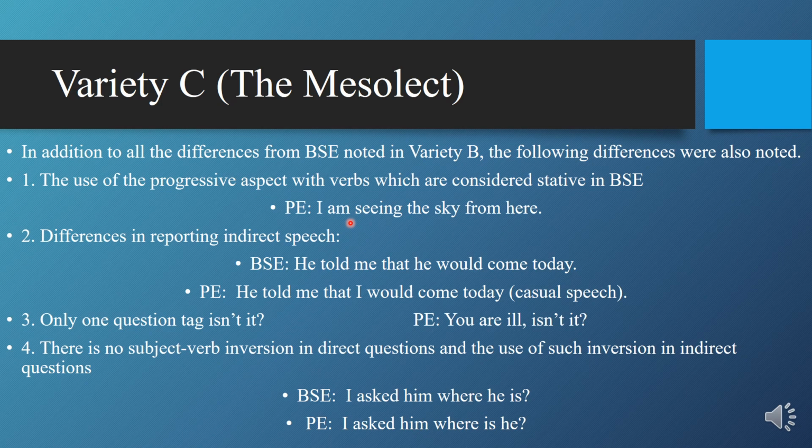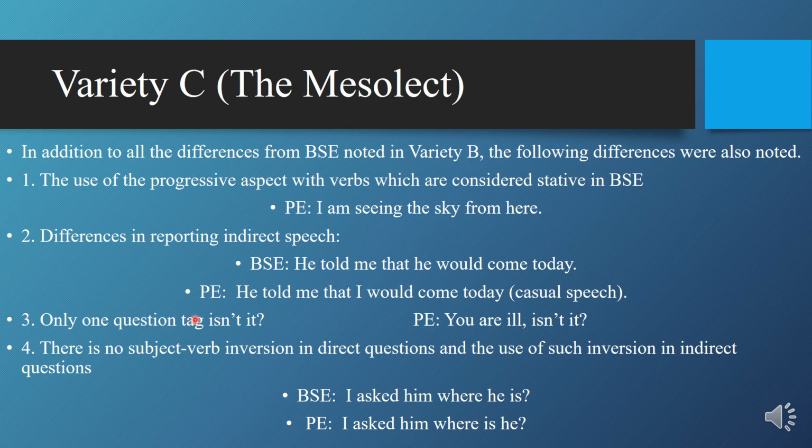In Pakistani English: "I am seeing the sky from high." Here you can see "see" is a stative verb, but we use -ing. Next, differences in reporting indirect speech. Pakistani English speakers use indirect speech differently. In British English, they use the sentence "He told me that he would come today," but a Pakistani English speaker says "He told me that I would come today," as in casual speech.